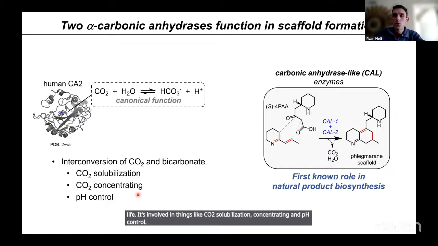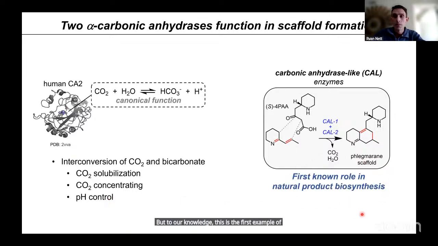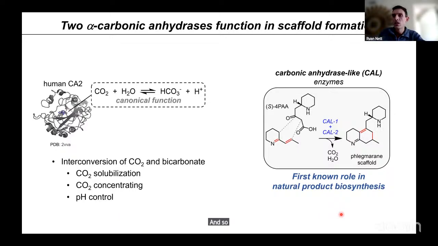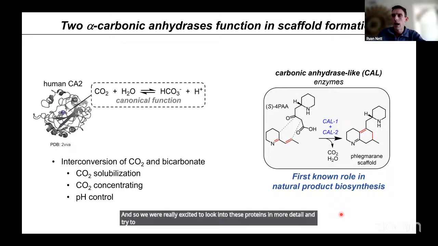But to our knowledge, this is the first example of this enzyme family acting directly in natural product biosynthesis. And so we were really excited to look into these proteins in more detail and try to understand, well, how are they different from a canonical carbonic anhydrase?